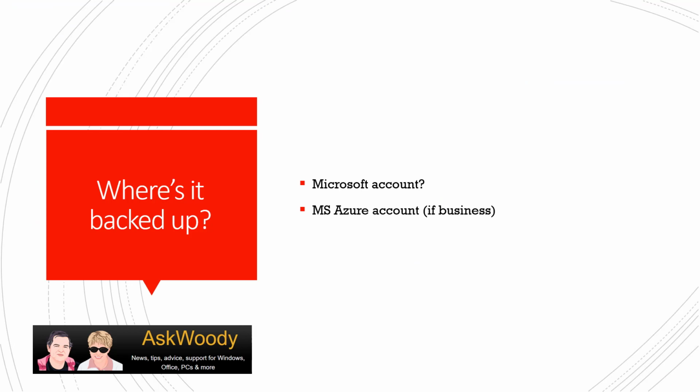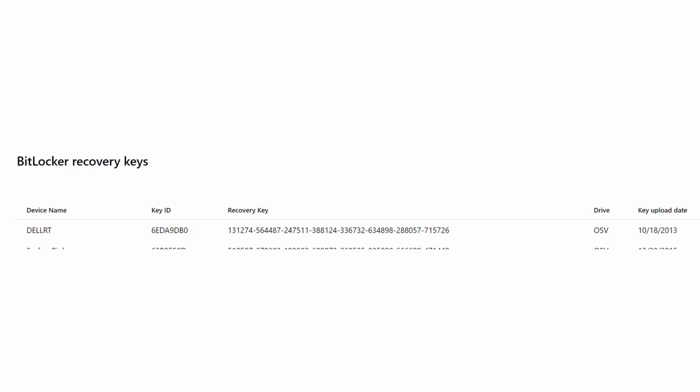Again, you want to make sure you look in your Microsoft account, and if you don't find anything there and you know you've been associated with either a business or an educational institution, check out the Microsoft Azure account, because those are the two places that Microsoft will grab that key and back it up. It saves those recovery keys up there, and then it's just a matter of printing it out and typing it in, and it will then boot back up and you'll be back in business.